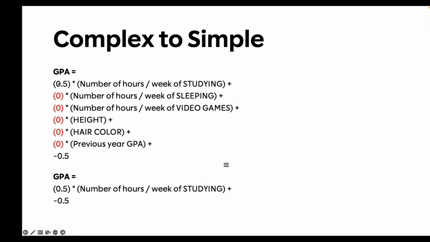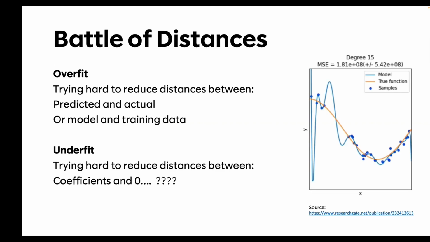And then in the model, if you give all these weights as 0, the model will essentially ignore all of these. And it's only really going to look at studying, and not previous year GPA, just studying and the bias. So just keep that in mind, because that M that we talked about is going to come in handy later on, when we talk about reducing the complexity of a model by making the coefficients or the weights closer to 0.